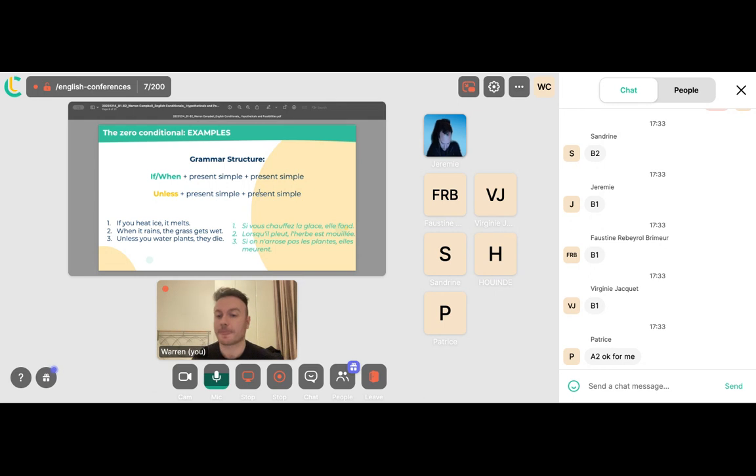Here is the structure. If or when, plus the present simple, plus present simple. Or we can use unless, as I said before as well. So if you heat ice, it melts. When it rains, the grass gets wet. And unless you water plants, they die. So we can see in these sentences here, we have if, when, and unless. If and when being the most common.